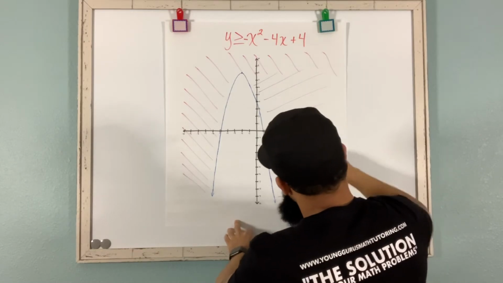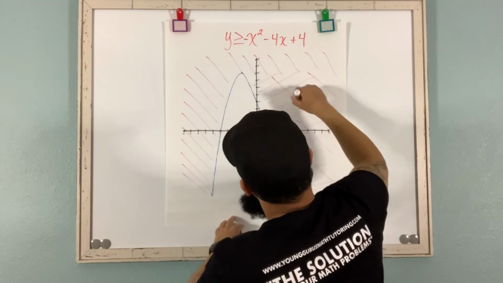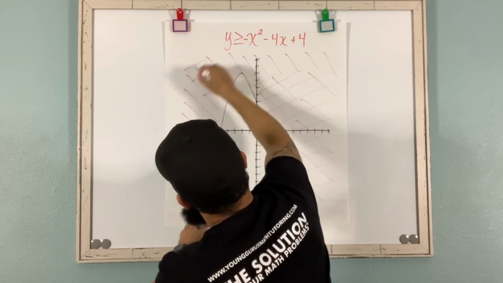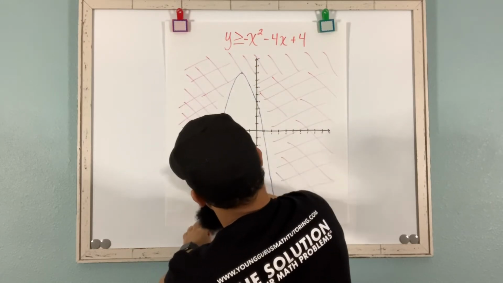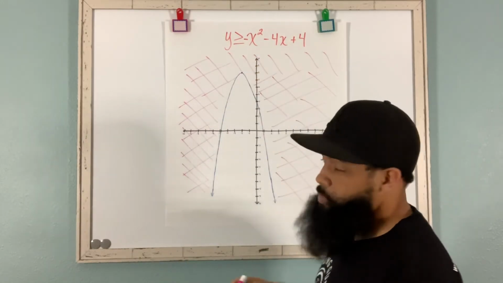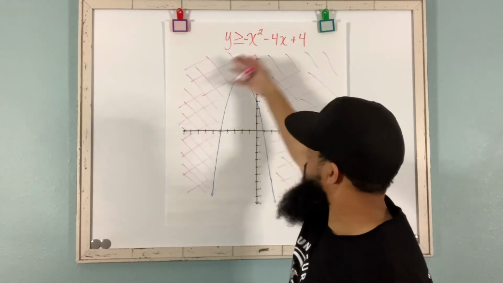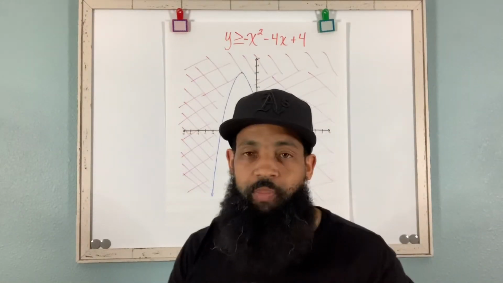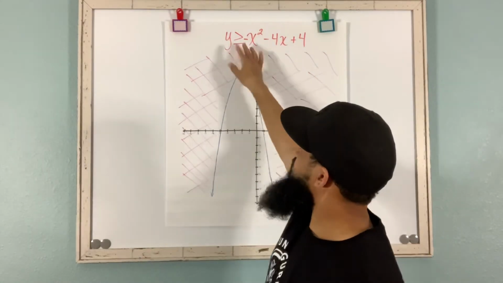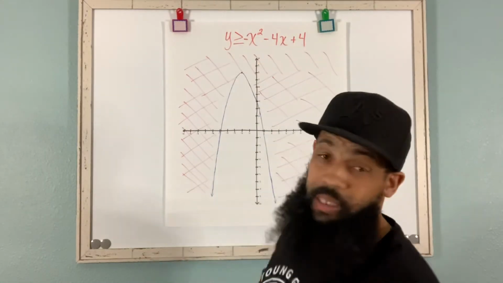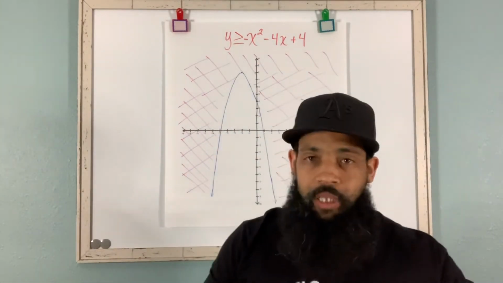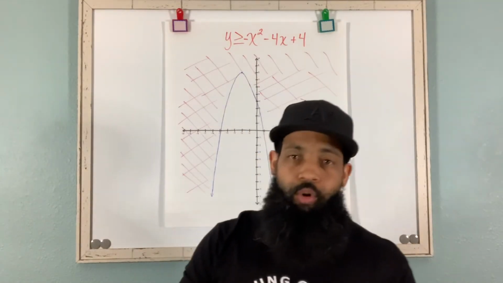And what do we mean by the solution set? What we're basically saying is if we take any ordered pair either on this parabola or out here in this pink space, the shaded space, if we put the x and y coordinate and substitute it into that inequality, we're going to get a true statement. That's the important part of it.